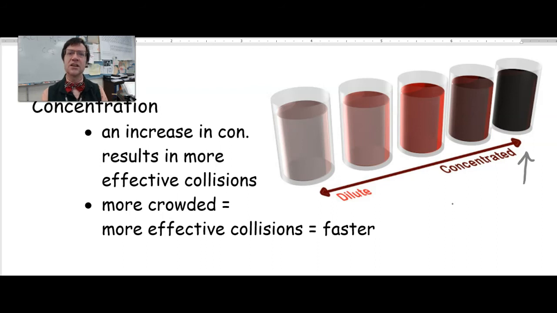There are more collisions when things are crowded, because there's just more opportunity for things to smack into each other. And the more times things smack into each other, the greater the chance of them hitting hard enough and in just the right alignment to make a chemical reaction happen. You guys get what I'm saying? Sweet. More concentrated, more stuff, more faster. So that's one thing that we can adjust. We can tweak the concentration. More concentration, super fast. Less concentration, less fast.